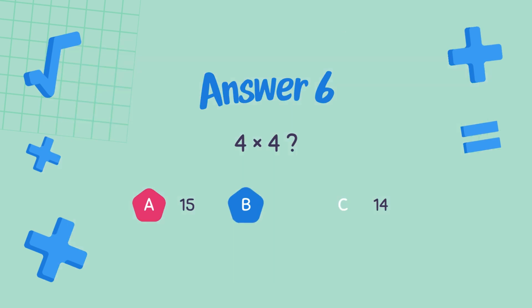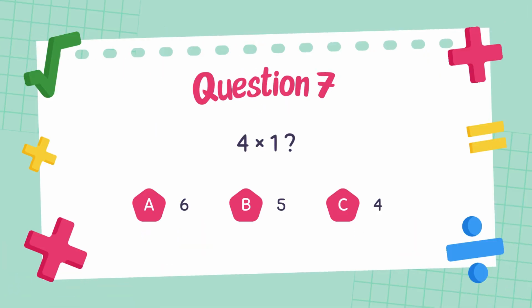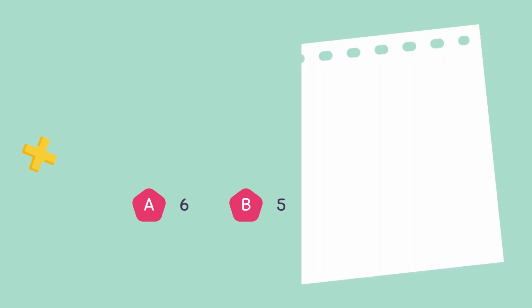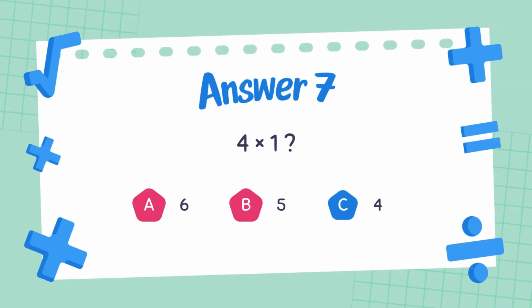Awesome work. Question 7. What is 4 times 1? Is it A, 6, B, 5, or C, 4? The answer is C, 4.